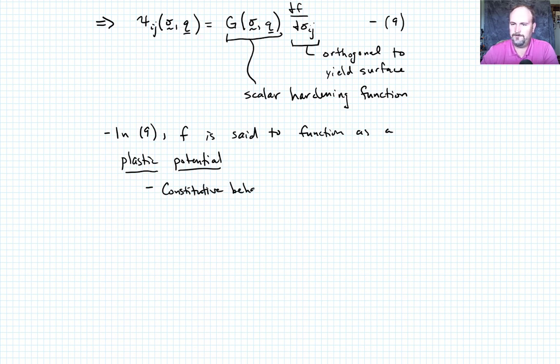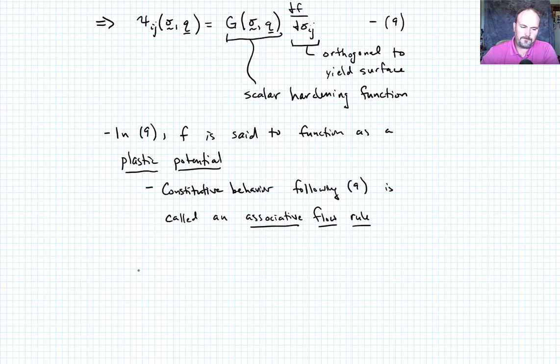And in fact, if this is the case, then the constitutive behavior that follows 9 has a specific name. Constitutive behavior following 9 is called an associative flow rule. I did it this way so that we could link this development to everything we've done in the past.